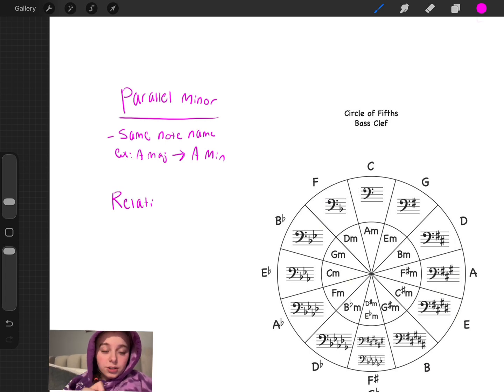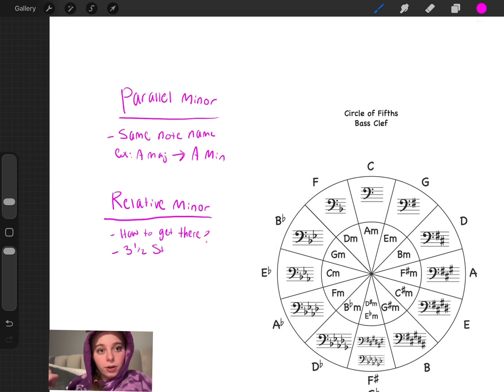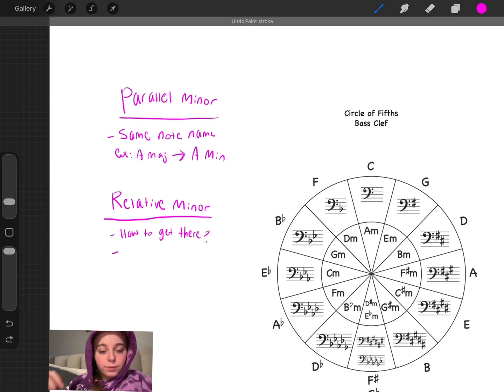Next, on to relative minor. Those are not the same letter name. I repeat, not. So how do we get there? One, you can count 3 half steps down from the root note, or the way I did it at first before memorizing is counting 6 up from the root note, including the root note as number 1. Like for instance, C major. Count 6 up, that's A minor. They have the same key signature.